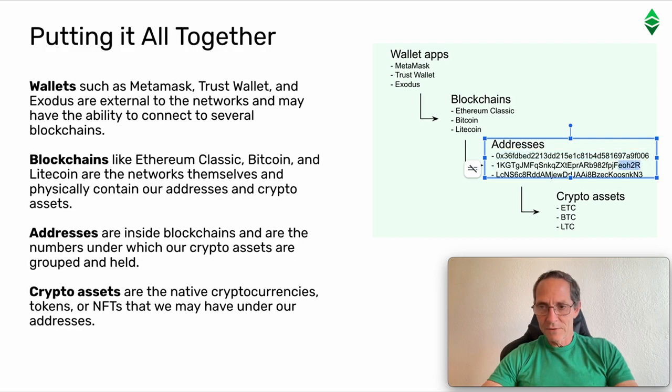This is an address for Bitcoin. This is a different format, and this is an address for Litecoin. It's a different format as well. And then under each address, which are inside the blockchain, you may have your crypto assets. For example, ETC in ETC, BTC in Bitcoin, and LTC in Litecoin.